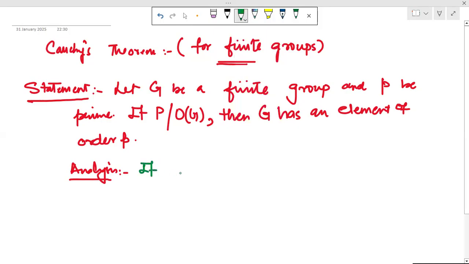If G is a finite abelian group. So we are taking here only a finite group, not an abelian group, only a finite group.